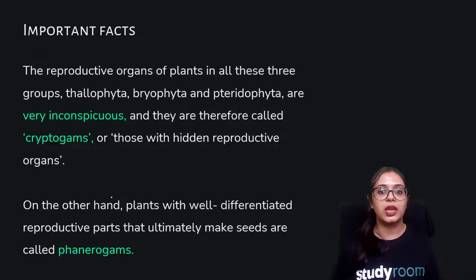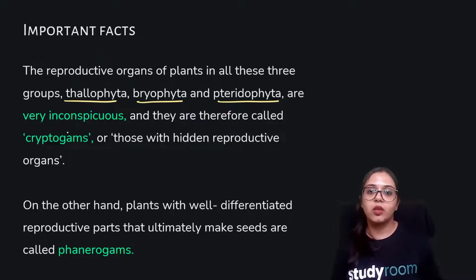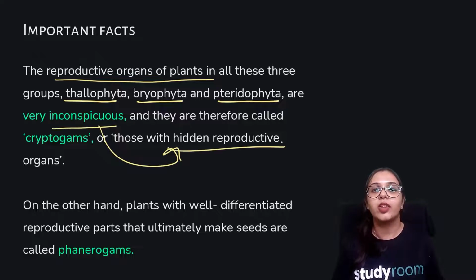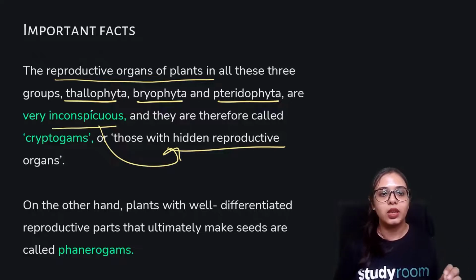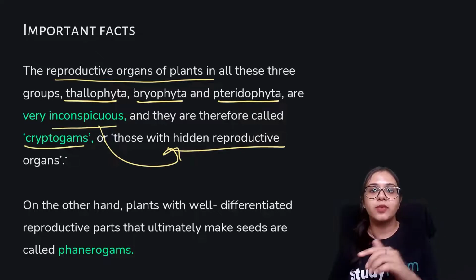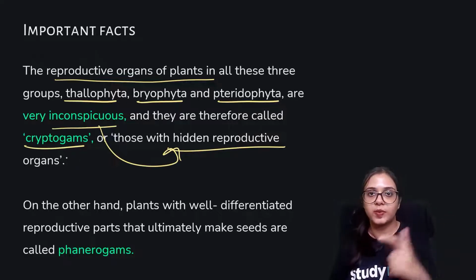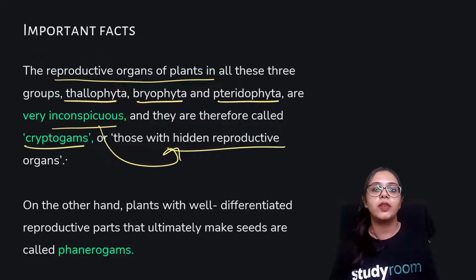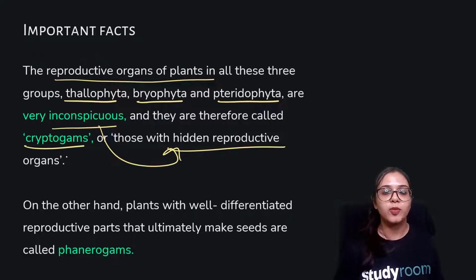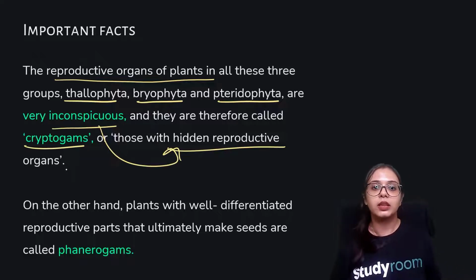Okay, so these three categories, Thallophyta, Bryophyta, and Pteridophyta, they are very inconspicuous. The reproductive organs of these plants are very inconspicuous. Inconspicuous means they are hidden. They have hidden reproductive organs, and because of them being hidden, these three are also known as cryptogams. Like we have the Phanerogams, and the Phanerogams are divided into Gymnosperms and Angiosperms. So these three categories are known as cryptogams because their sexual organs are hidden.